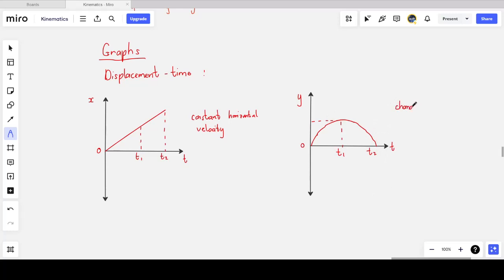Now, why is this graph not a straight line? Because there is a force in the vertical direction. That's the gravitational force. So there is acceleration acting vertically. So there's a changing vertical velocity. Constant velocity means the displacement-time graph is a nice straight line. Changing velocity, because of the influence of acceleration, means there's a non-straight line for my displacement versus time graph.